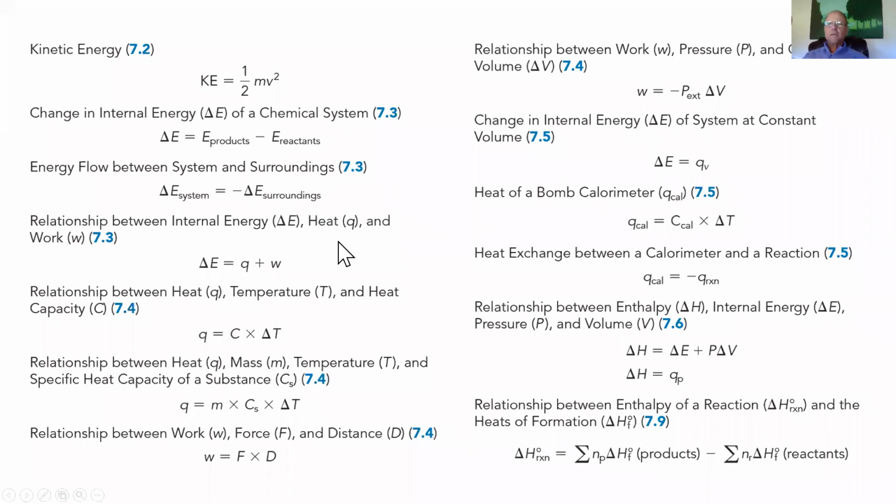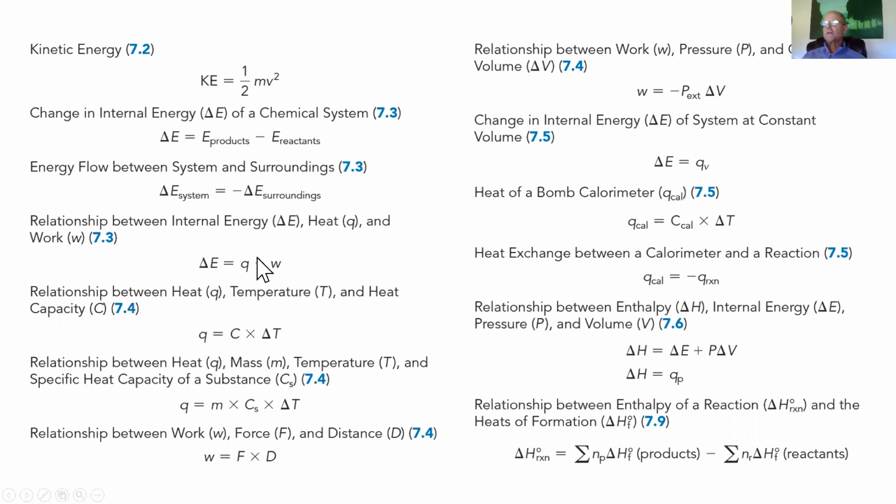All right, so chapter 7 equations. The equation for kinetic energy. The equation for the change in internal energy of a chemical system is always final minus initial, because internal energy is a function of state. It just depends on the state of the system, so you can always just do final minus initial. Energy flow between system and surroundings: any energy lost by the system is gained by the surroundings or vice versa, so that the two are equal to each other in magnitude, but opposite in sign.